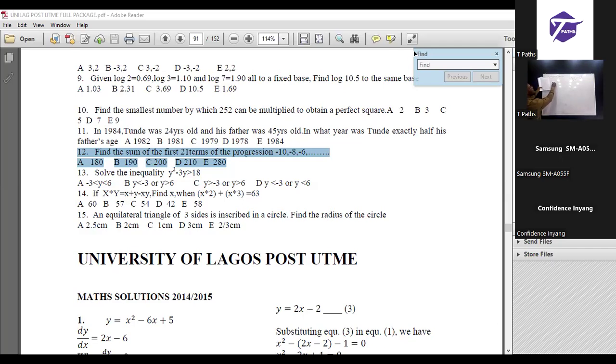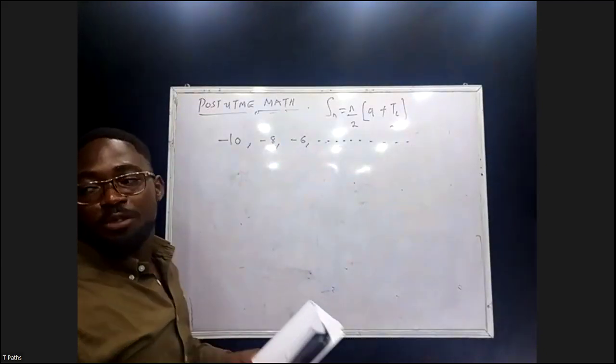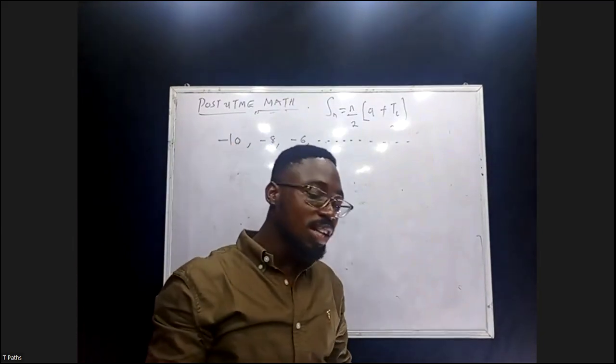We are now told that the progression is minus 10, minus 8, minus 6, continue like that. We want to get the sum of the first 21 terms of this progression.